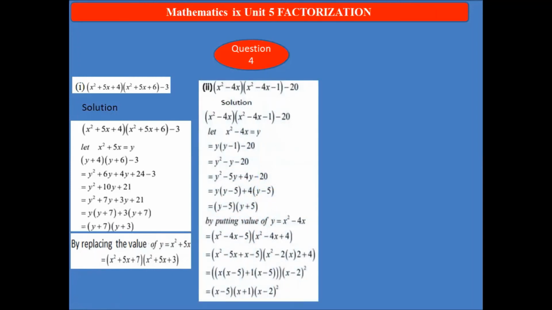Part 2: x square minus 4x times x square minus 4x minus 1, minus 20. Solution: so now here x square minus 4x, and here is x square minus 4x. So we can let x square minus 4x be equal to y. So this is y, and this is y minus 1, minus 20. When we multiply this with this one, we have y square minus y minus 20. So 20 has two factors, 5 and 4. 5 fours are 20. Here we have to take minus 1. So we take the negative sign with the greater value and the positive sign with the lesser value. So minus 5y plus 4y.